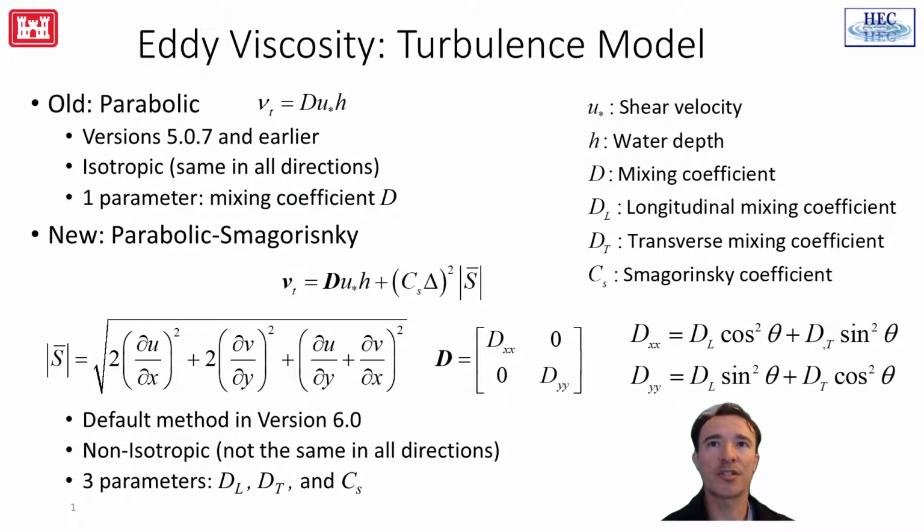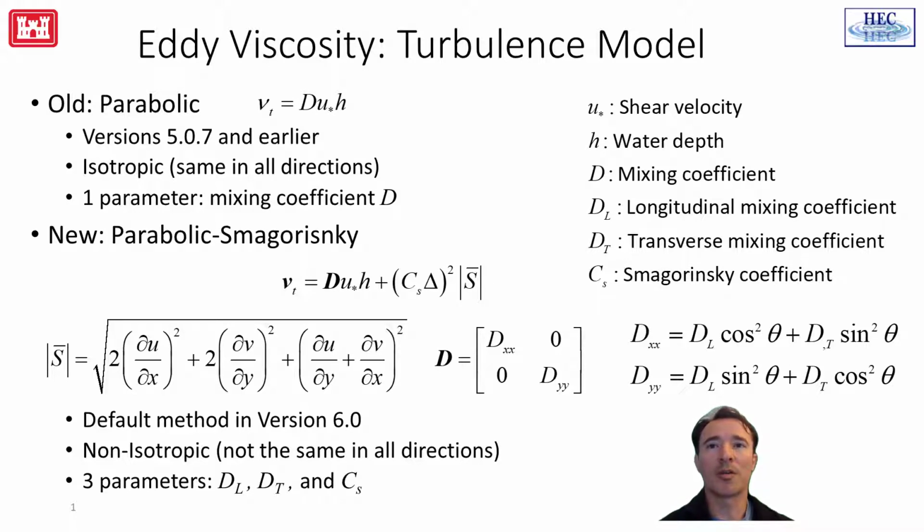Another thing that changed in 6.0 is how the eddy viscosity is computed, or the turbulence model. In versions 5.07 and earlier, the eddy viscosity was computed with a simple isotropic parabolic model. It has one parameter, the mixing coefficient D. In version 6.0, there is a new turbulence model which has a non-isotropic mixing coefficient and an additional Smagorinsky term, which is a function of the horizontal velocity gradients. This is important because areas with high horizontal shears produce more turbulence.